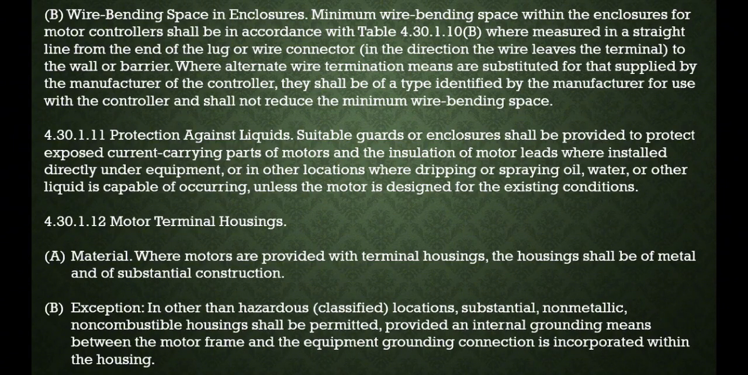Wire bending space in enclosures. Minimum wire bending space in motor controller enclosure must follow table 4.30.1.10b. Alternate wire terminations must be manufacturer identified and not reduce bending space.